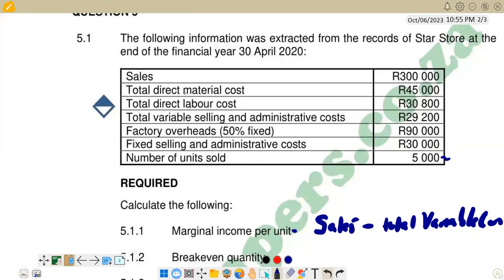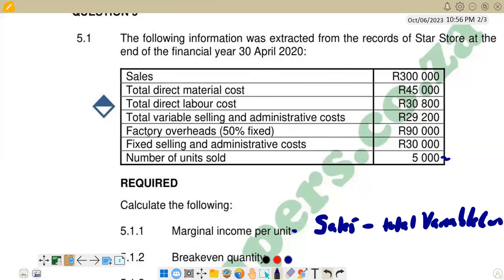Then our total direct material costs are 45,000. You have to take note that all the direct materials are also variable costs, but the indirect ones are the ones that are fixed. So direct material costs and direct labor costs are variable. Then we also have total variable selling and administration costs, also variable.